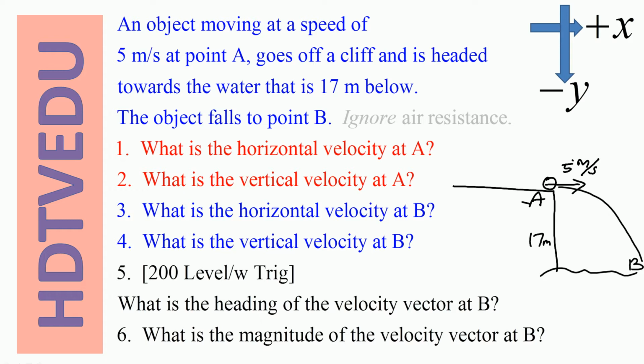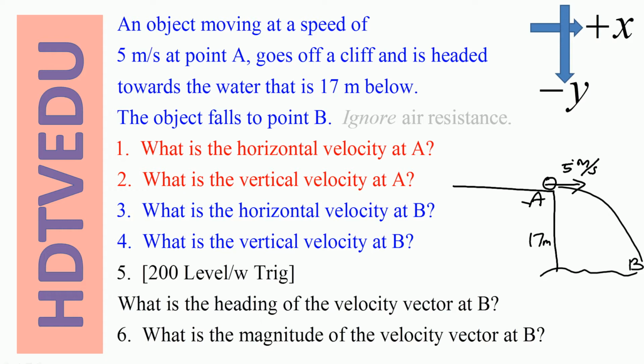Ignore air resistance. Number 1. What is the horizontal velocity at point A? Number 2. What is the vertical velocity at point A? Number 3. What is the horizontal velocity at point B? Number 4. What is the vertical velocity at point B?